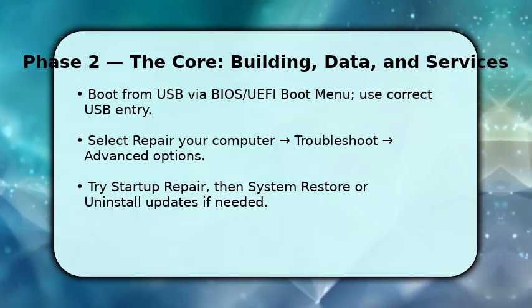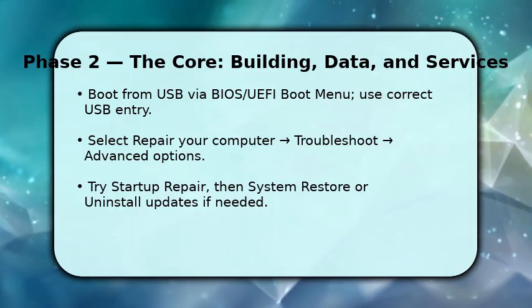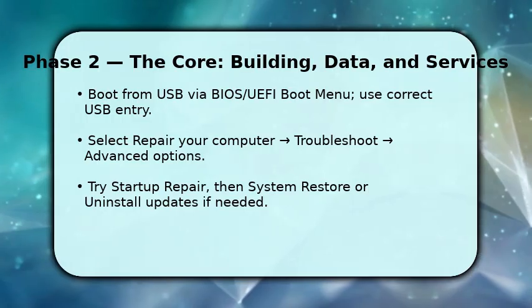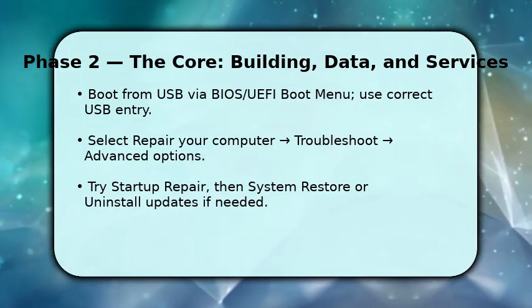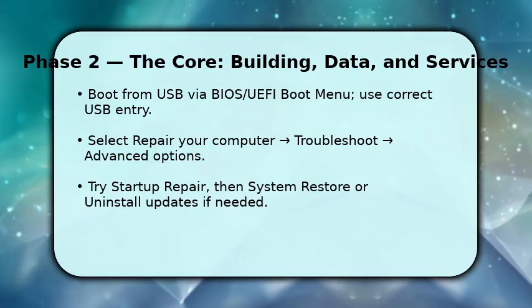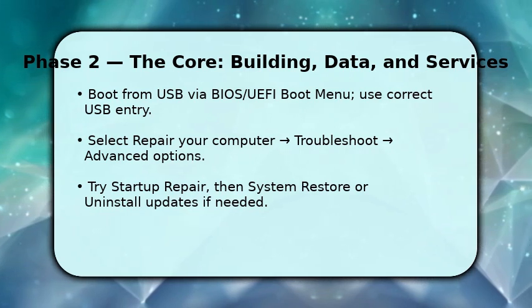Once the Windows installer loads, choose Repair Your Computer, Troubleshoot, Advanced Options. Start with Startup Repair to fix bootloader and system file issues automatically. If that fails, run System Restore to revert to a prior state, or uninstall updates to remove a bad patch. Keep an eye on error codes and note them for deeper fixes.